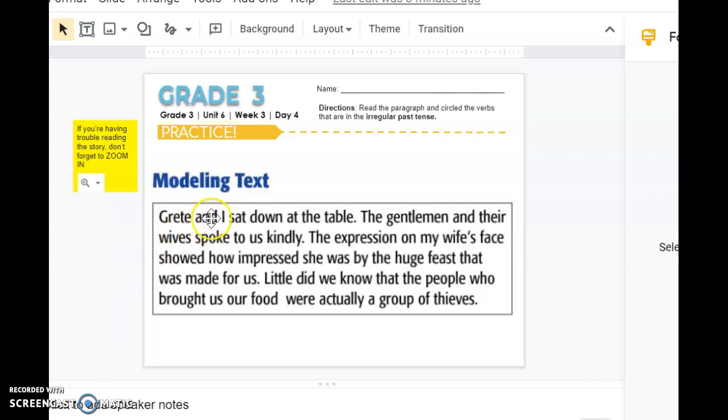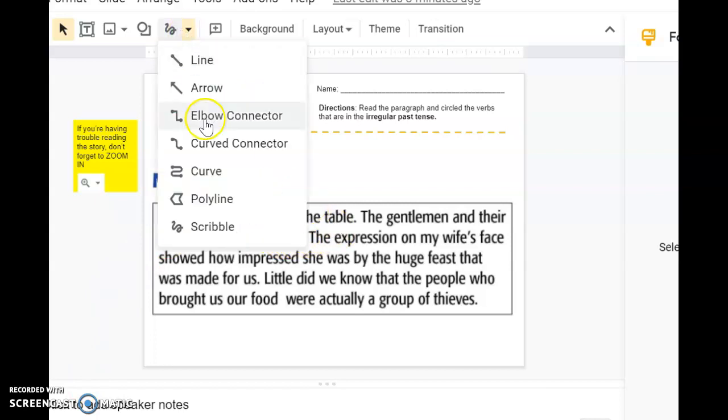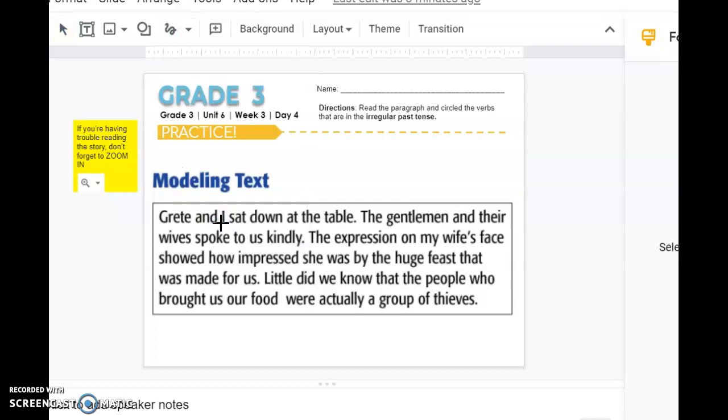It says, Greta and I sat down at the table. So I'm going to get my scribble tool. What's the verb in this sentence? Yeah, it's sat. Now, I know that that's an irregular past tense verb because it doesn't say Greta and I sitted. Instead, we use the word sat. So I'm going to circle it because I know that that is an irregular past tense verb.